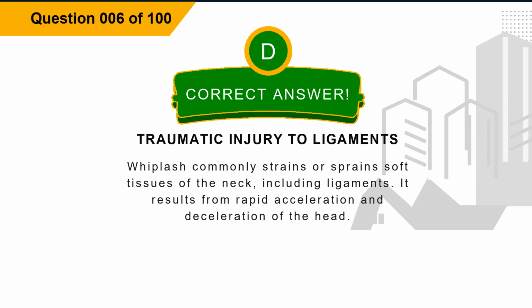Traumatic injury to ligaments. Explanation. Whiplash commonly strains or sprains soft tissues of the neck, including ligaments. It results from rapid acceleration and deceleration of the head.